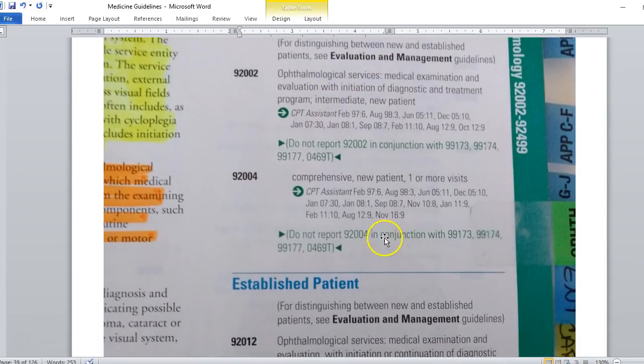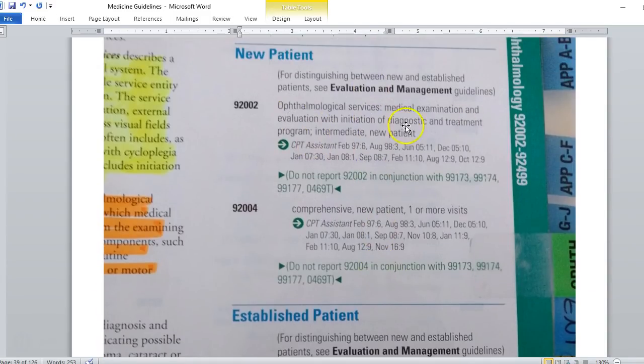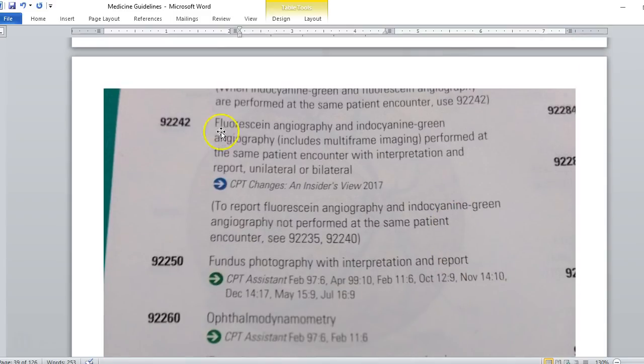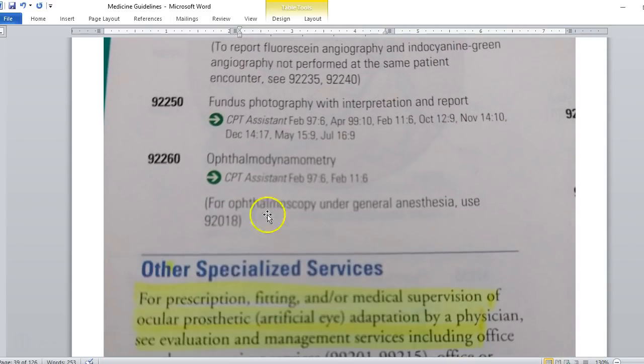Again, we have new and established. Again, we have intermediate and comprehensive for both. Again, we have things like the fluorescein angiography, fundus photography, things like that. So we have all different types.